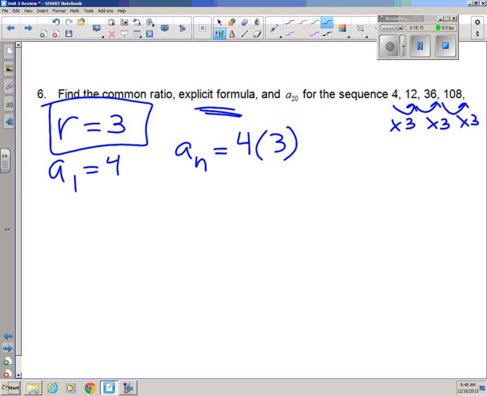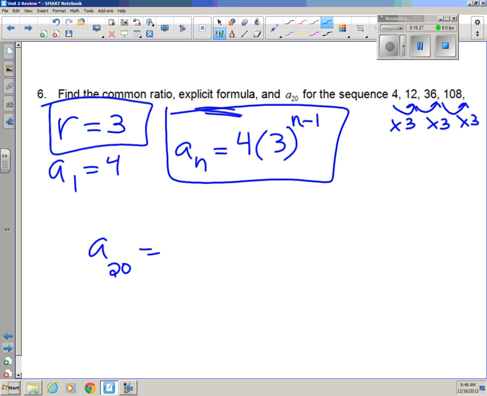I've got the common ratio of 3, and I need one less of those common ratios than I do of the term I want to get to. So that becomes your explicit formula. And then to get out 20 places, I take my first term, and then I take 3 to the power of 19 because I need 19 more of those common ratios.